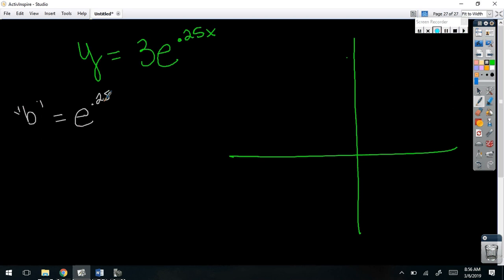Where is the asymptote? 0. Give me an easy point on the graph. 1? 0. 3. Why?